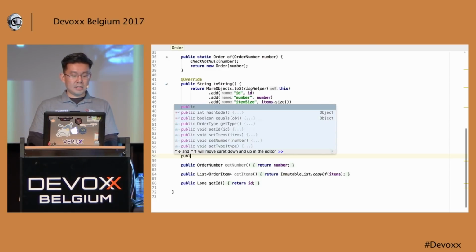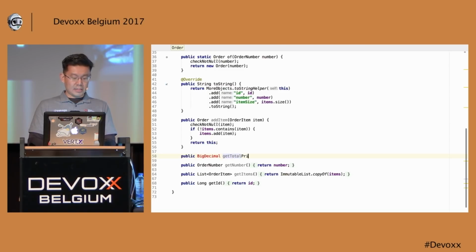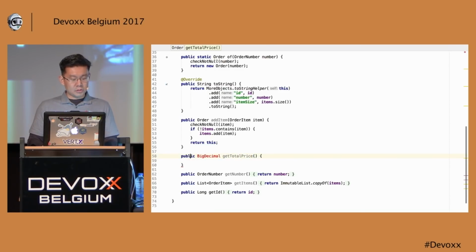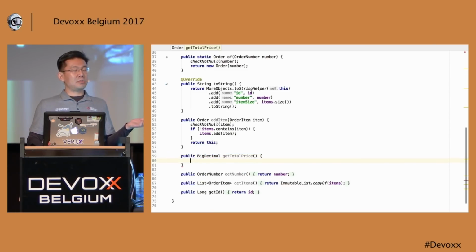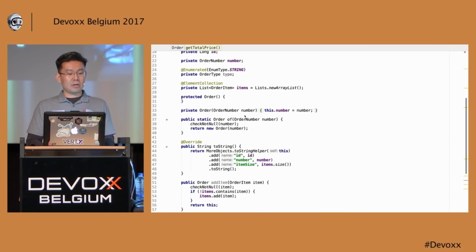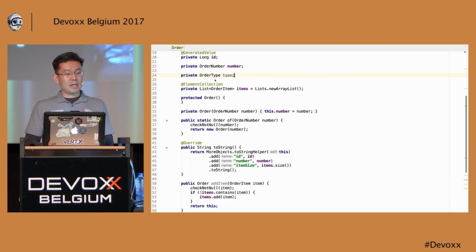So if I want to create here public getTotalPrice, if I want to be doing that, I already have access to the items, and since I also have my order type here, I know that if it's a premium thing, I can apply a discount, for example, a 10% discount. It's another way for me to be calculating that.